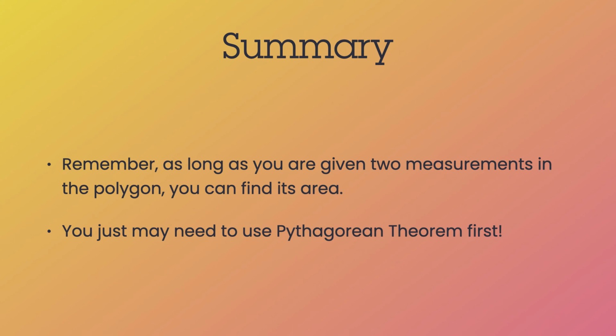So just to summarize, remember that as long as you're given 2 measurements in the polygon, you can still find its area. You just might have to use Pythagorean theorem first.